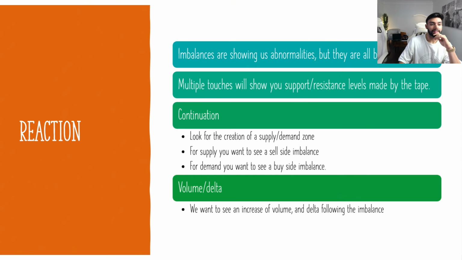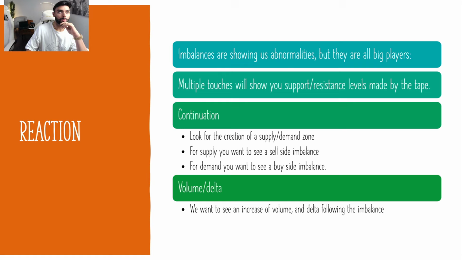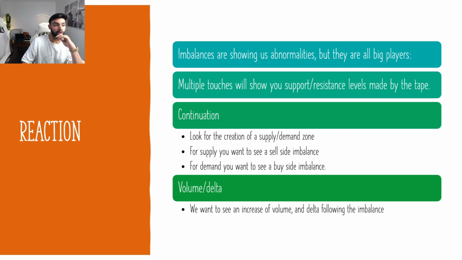So imbalances are showing us abnormalities, right? But again, they all are big players. To make an imbalance like that, you need a big participant. A lot of money is what that means, right? Multiple touches will show you support resistance levels made by the tape. So multiple imbalances being made, or multiple touches on the imbalance without any kind of breakthrough, shows you strong support resistance levels, not just based on candlesticks, but based off of order, that level 2 behind the scenes data.